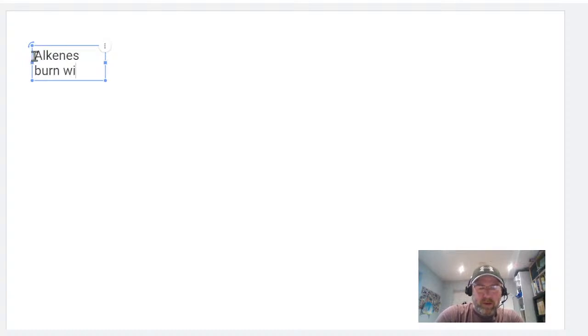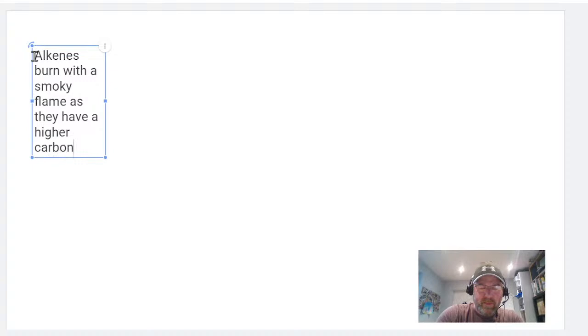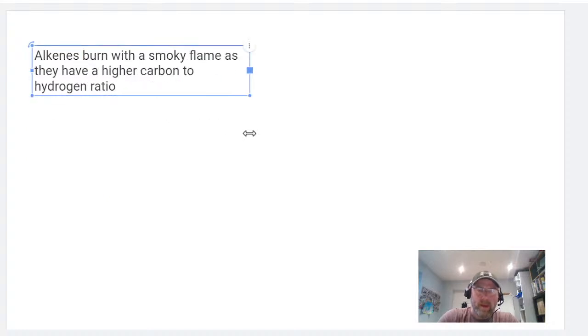Alkenes burn with a smoky flame as they have a higher carbon to hydrogen ratio. There's more carbon atoms per molecule in a molecule of alkenes, so you get the black sooty flame, which isn't so good.